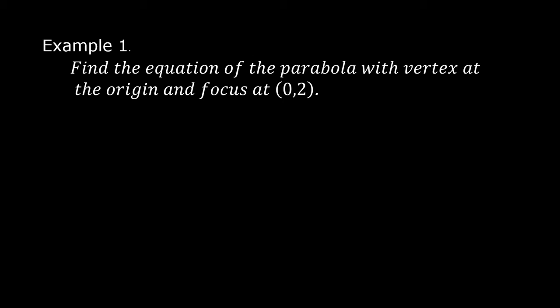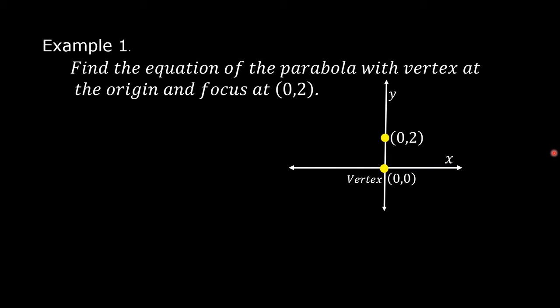Example number 1. Find the equation of the parabola with vertex at the origin and focus at point 0, 2. Let us say this is the y-axis and this is the x-axis. This is the point of origin. It is the vertex of the parabola. It has coordinates 0, 0. This is the focus of the parabola with coordinates 0, 2.